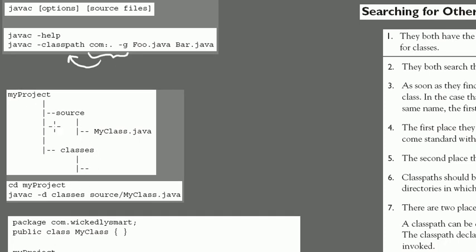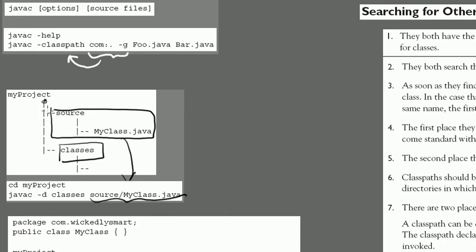So you're here currently, you provide this, so this is the path of your Java file, and this is the path where you want to save your .class file. So MyClass.class would be saved here.